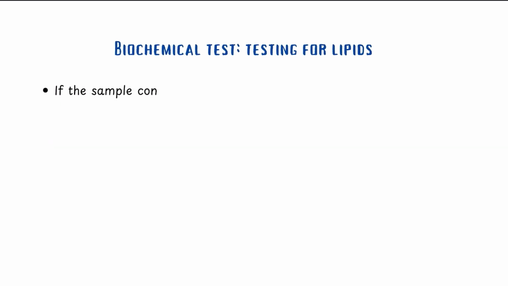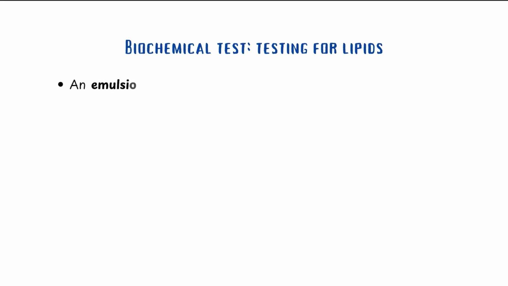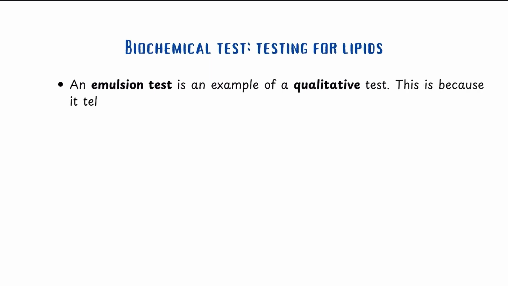If the sample contains lipids, a milky white emulsion will form. An emulsion test is an example of a qualitative test. This is because it tells you if the lipid is present or not in the sample.